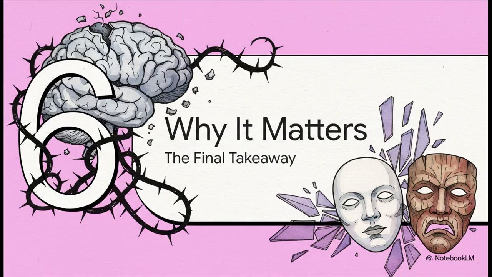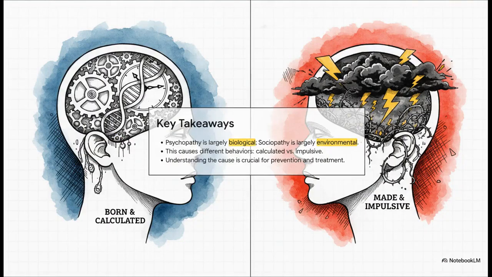So, after all this, you might be wondering, why does this distinction even matter? If they both fall under the ASPD diagnosis, why do we care if someone is a psychopath or a sociopath? Well, it matters a lot. Let's boil it all down. First, remember that psychopath and sociopath are really just easy ways to talk about two very different profiles under the same ASPD diagnosis. Second, their origins are different.